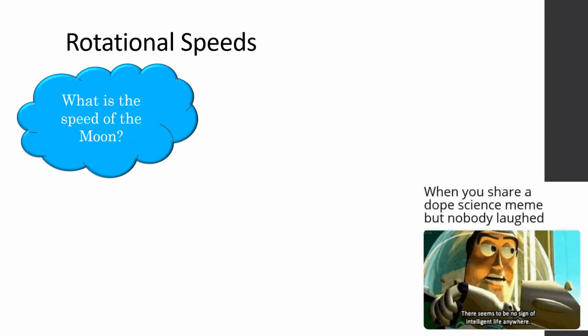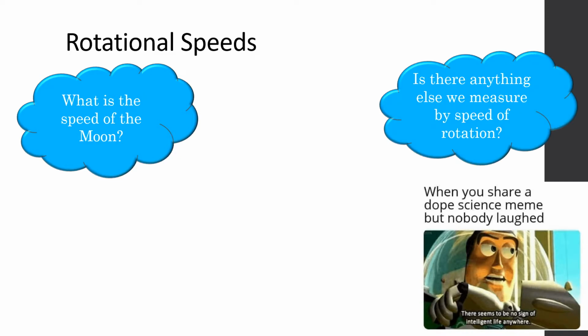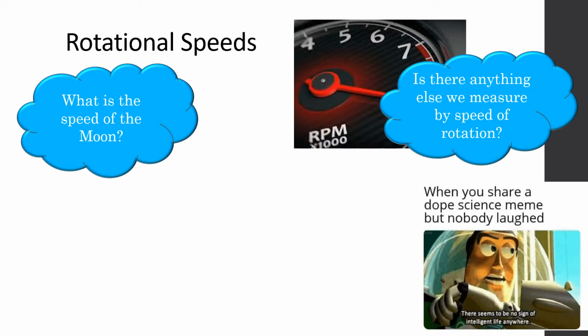Can you think of other things that are given as a speed of rotation? I'll give you a clue here. This is something you may have on your dashboard if you're driving, and it's giving you an indication of your engine speed, so how many revs per minute your engine is making.